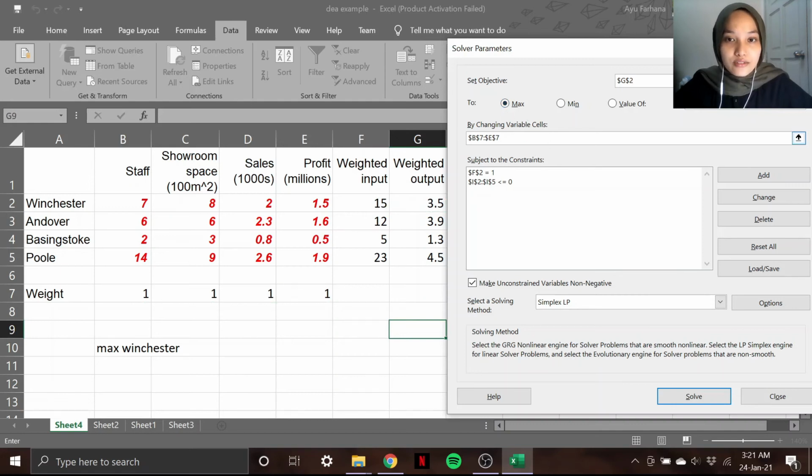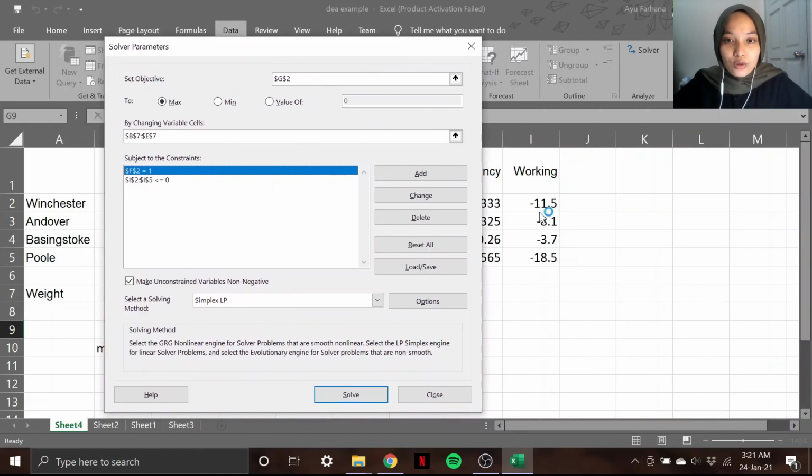And what is the variable cell that we want to change? It is the weight, so we choose all the weights over here. The constraint is that the weighted input for Winchester needs to be equal to 1, and all the working here needs to be less than or equal to 0.